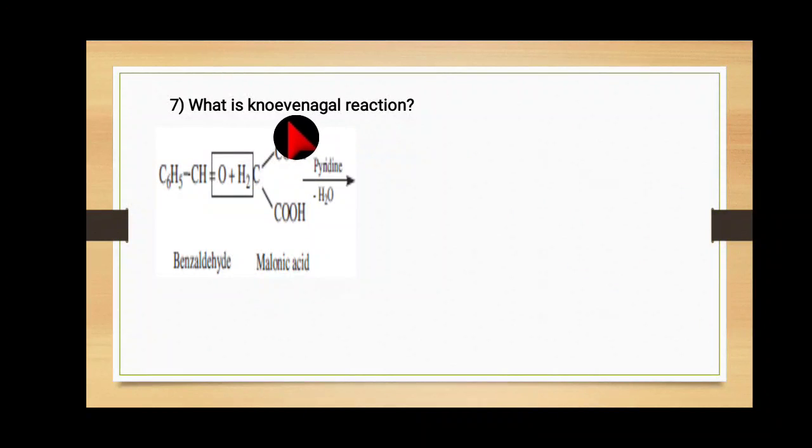Now, the Knoevenagel reaction. Here an aromatic aldehyde is treated with malonic acid. Malonic acid means the CH2 carbon has two carboxylic acid groups, COOH. Here the catalyst is pyridine. In the presence of pyridine, benzaldehyde reacts with malonic acid. The water molecule is removed like this.